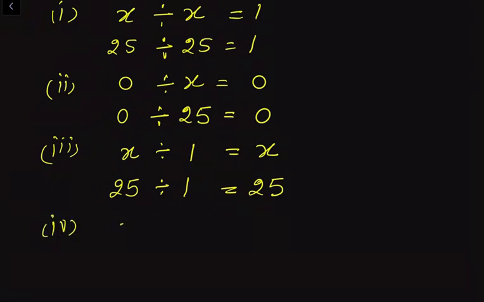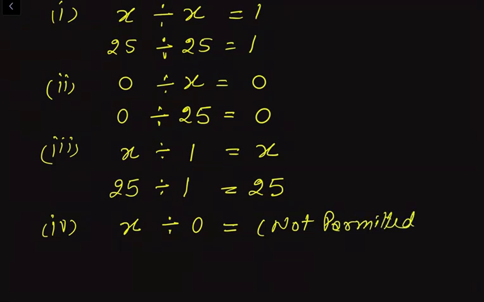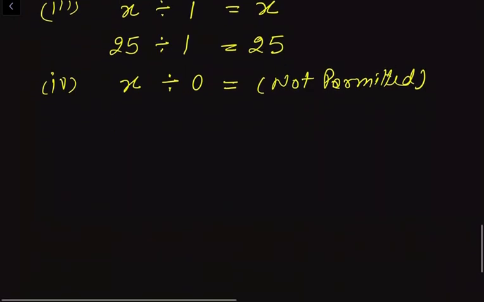Fourth, if any number is divided by 0, then answer is not permitted. This division is not permitted. This division is not possible. Okay.